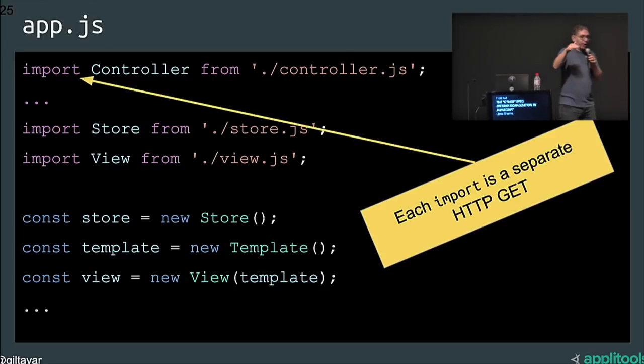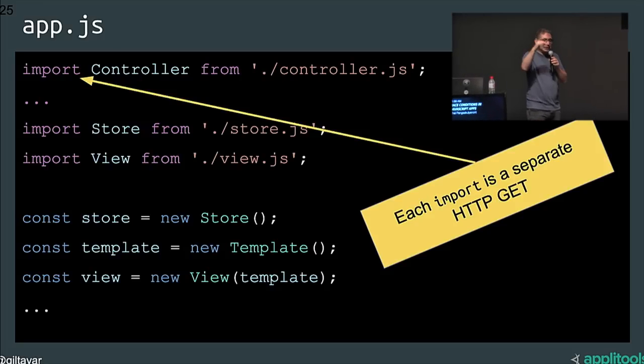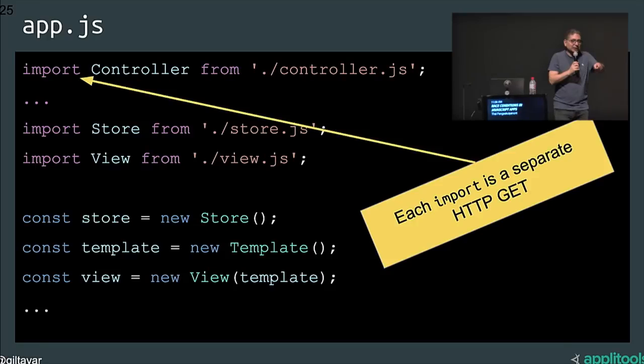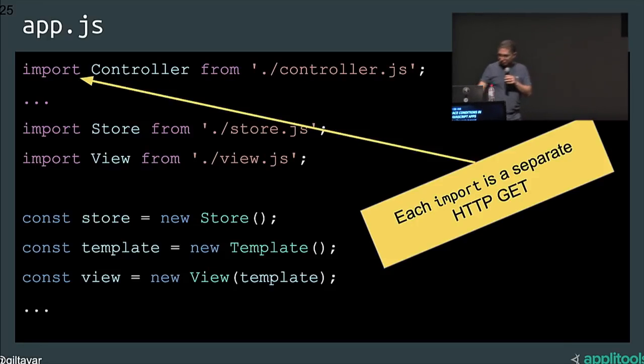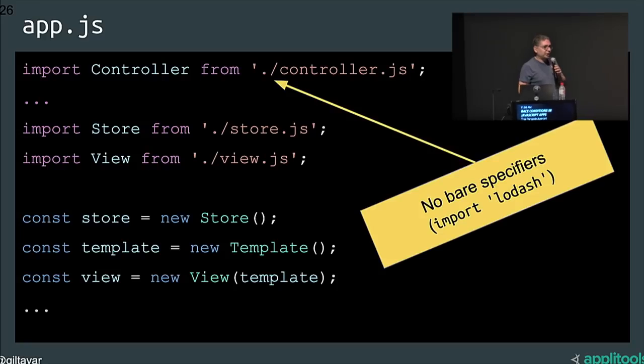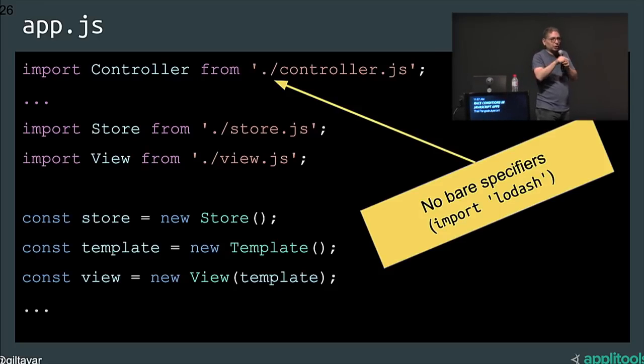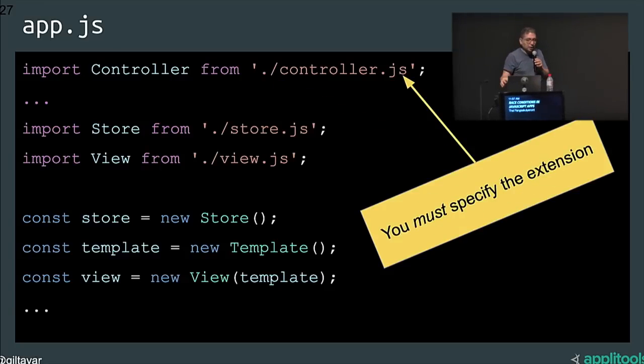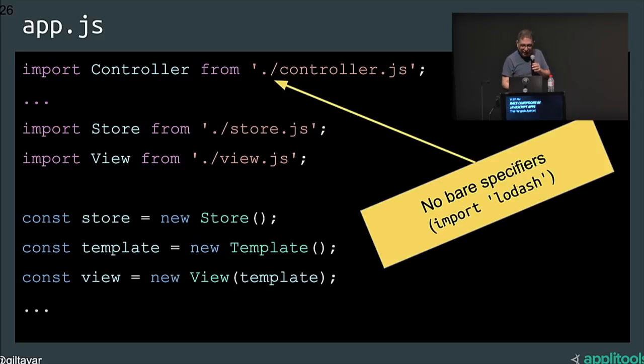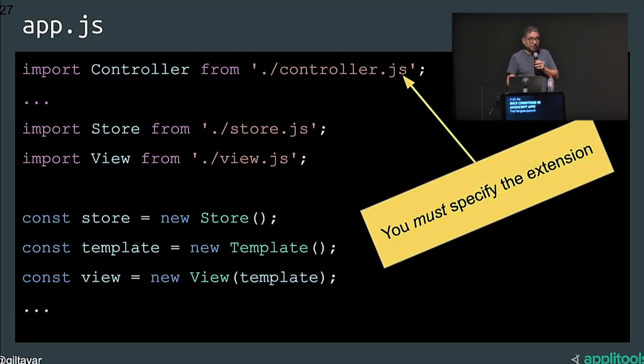First of all, each import, we can see 3 imports here, is a separate HTTP GET. They're basically getting the controller.js file. And there are no bare specifiers. You have to start everything either with an absolute URL, http:// whatever, or a relative URL, ./whatever, or /folder/whatever.js. And you have to specify the extension because that's how web servers work. Okay, that's the 3 things. Each import is an HTTP GET. No bare specifiers like import lodash or import whatever. And you must specify the extension.